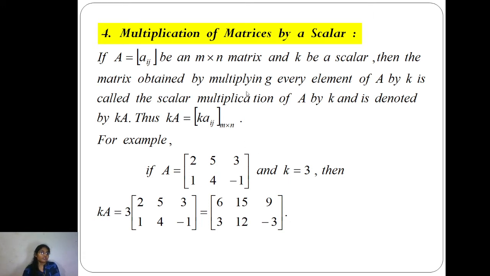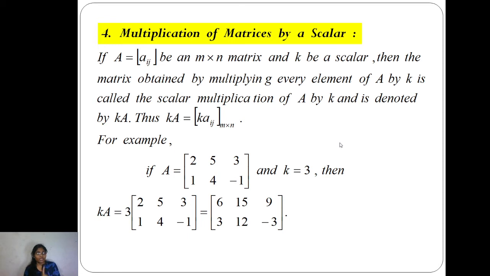Let's see, it says capital A equals Aij, an m by n matrix, and K is a scalar. Then the matrix obtained by multiplying every element of capital A by K is called the scalar multiplication of capital A by K and is denoted by K capital A.